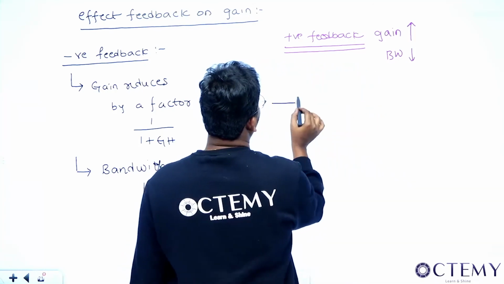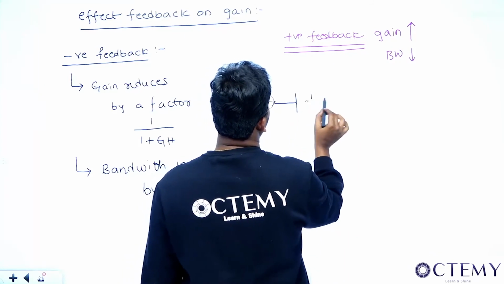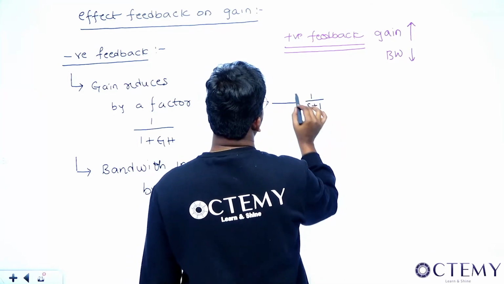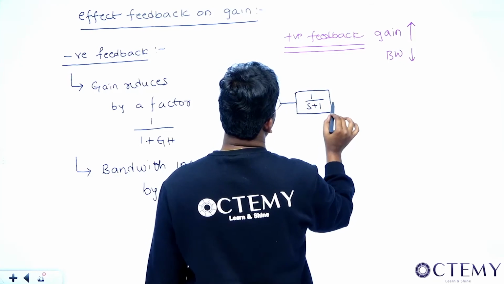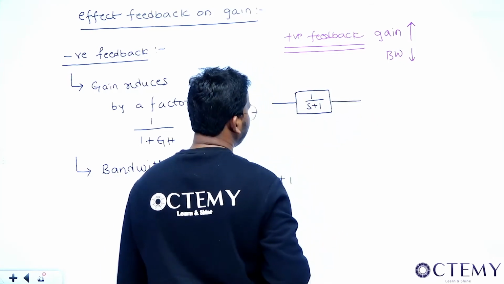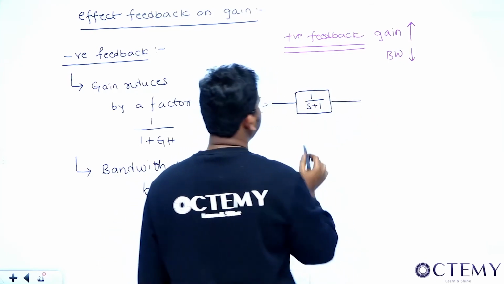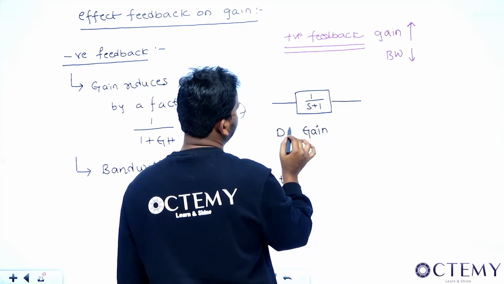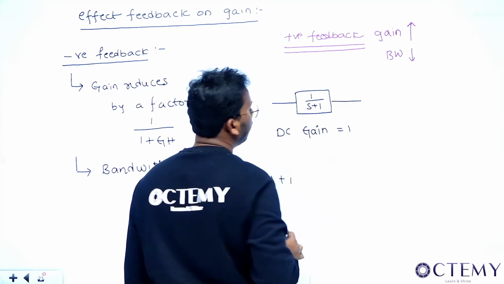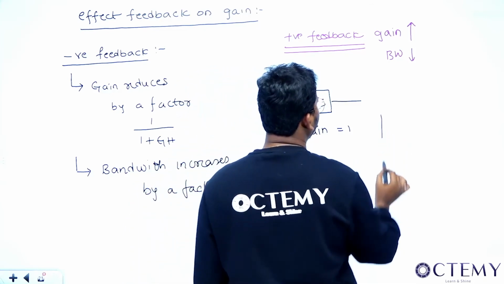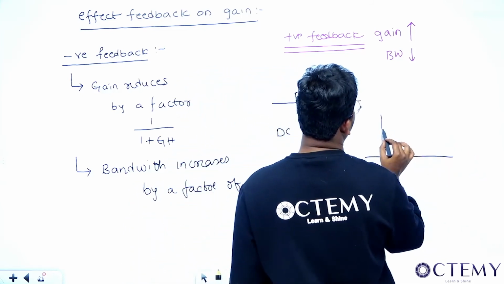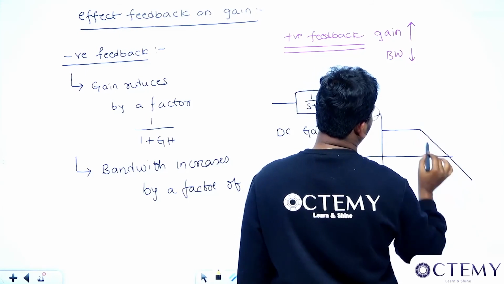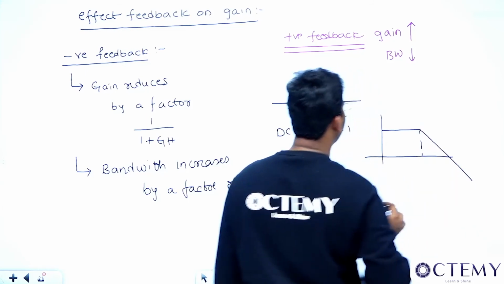Say I have an open loop transfer function like this, say 1 by s plus 1 is my open loop system, sir, right? Now, what is the gain of this? The gain of this is basically 1. I am talking about DC gain, sir. DC gain is equal to 1. That means if you draw the Bode plot of this, it will look like this. The corner frequency is at 1, so it will look like this.